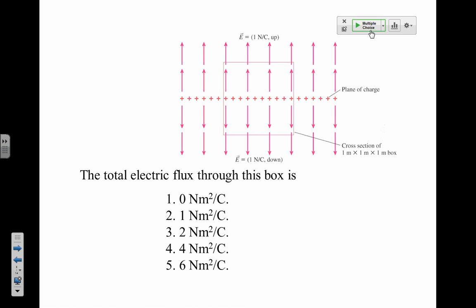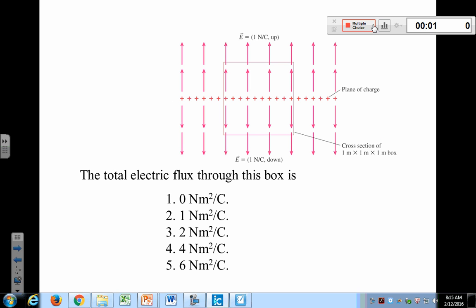The total electric flux through this box is what? The box, I'm not sure if you can see it on the board, it should be in your book, but the box looks like this. It has the area, looks like that. This is a cube, like a cross-section of a cube, but it is a 1 by 1 by 1 meter box.